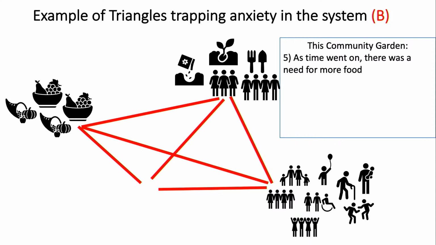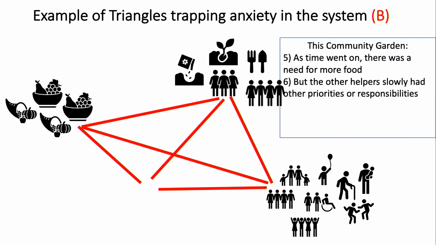Over time, there was a need for more food because there's more people in the community. And some of the people who were gardening got pulled off to other activities and responsibilities. So now there are even fewer people tending the garden. They love their work. They love tending the garden. They love producing the harvest. They love all that stuff.